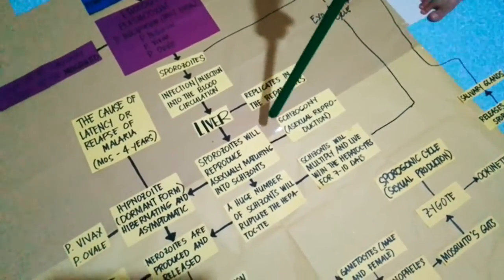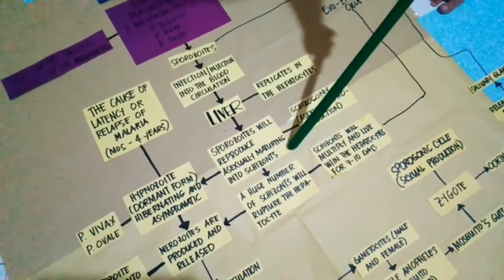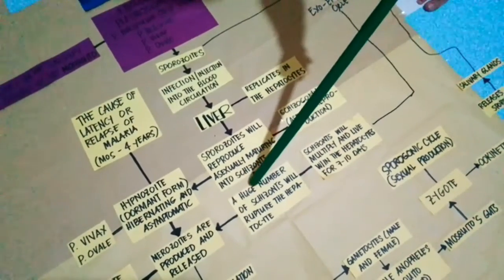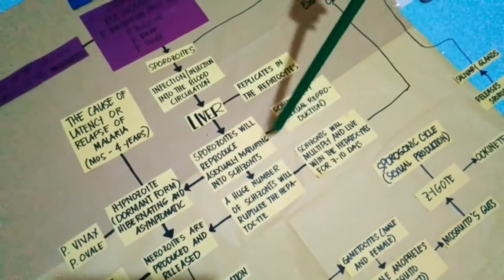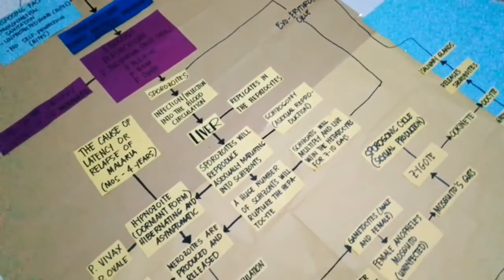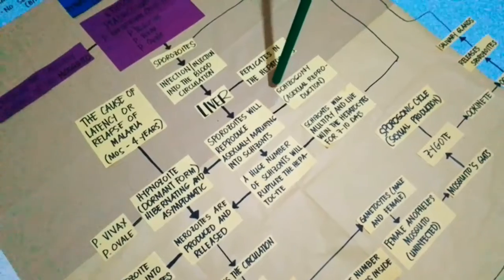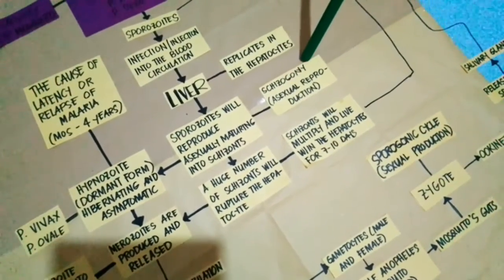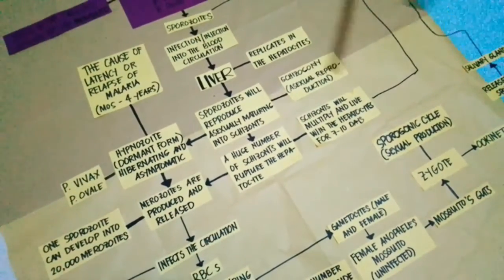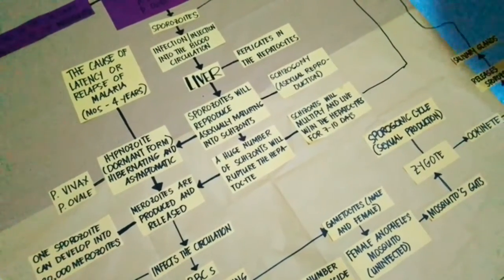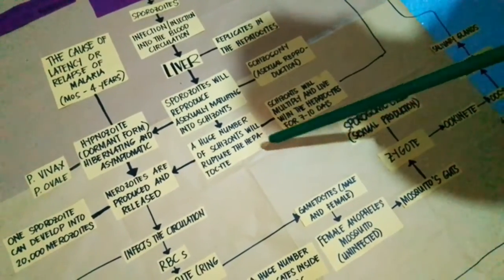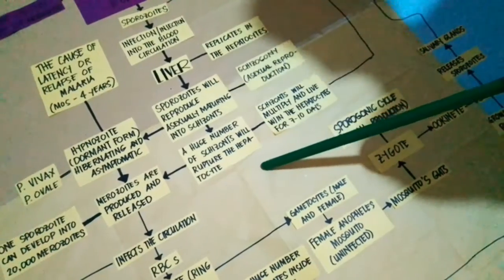Then the sporozoites will reproduce asexually, maturing into schizonts. Can you see schizonts? A schizont is a cluster or group of sporozoites, and the process is called schizogony. So it is the asexual reproduction of sporozoites. And then a huge number of schizonts will rupture the hepatocyte, or the liver cell.